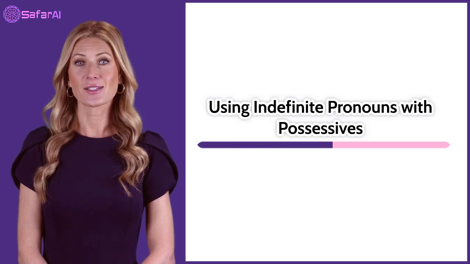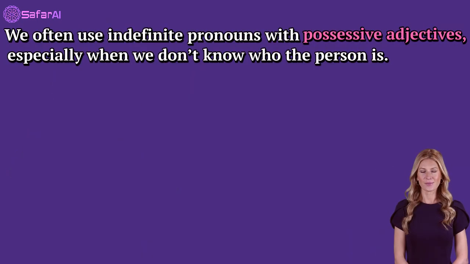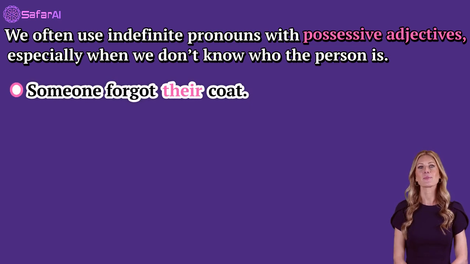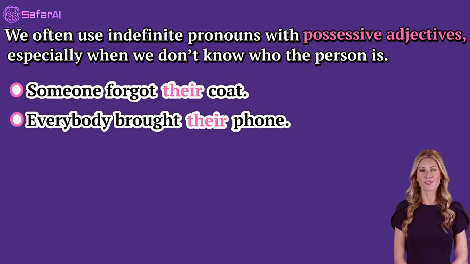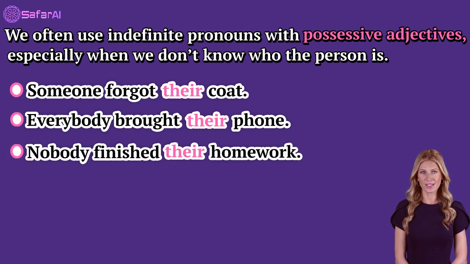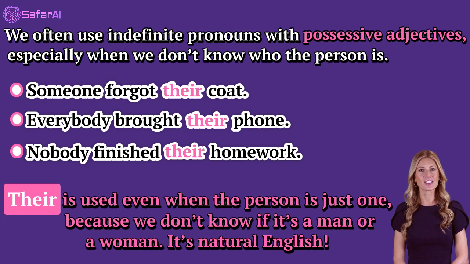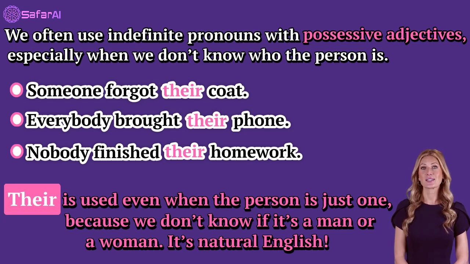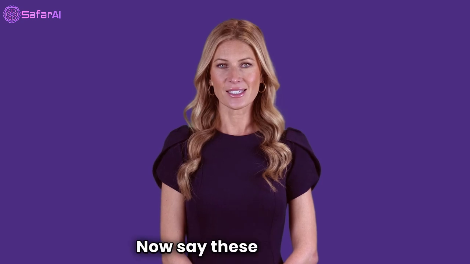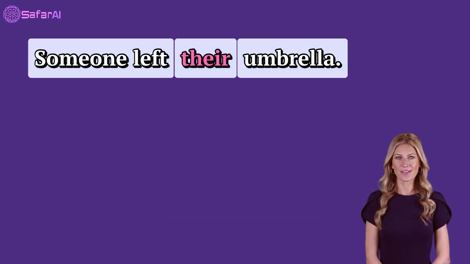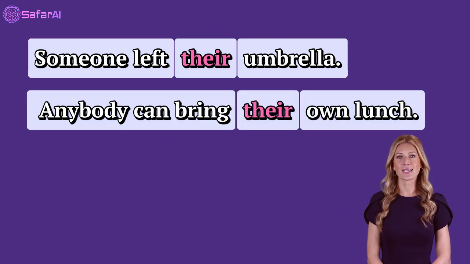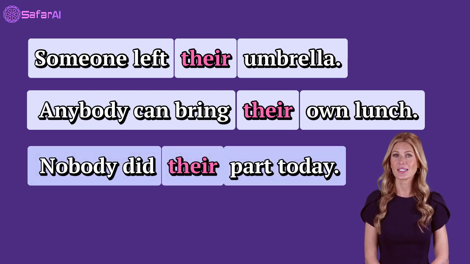Using indefinite pronouns with possessives. We often use indefinite pronouns with possessive adjectives, especially when we don't know who the person is. Someone forgot their coat. Everybody brought their phone. Nobody finished their homework. We use "their" even when the person is just one, because we don't know if it's a man or a woman. It's natural English. Now say these with me. Someone left their umbrella. Anybody can bring their own lunch. Nobody did their part today.